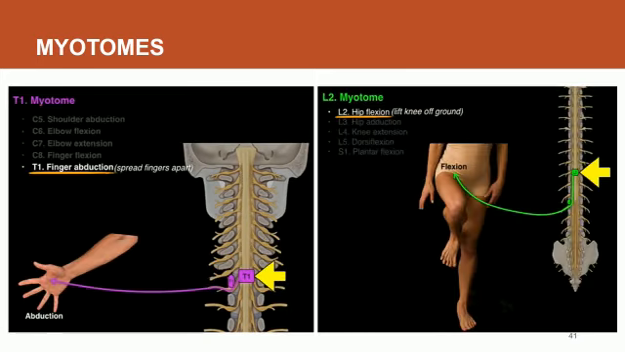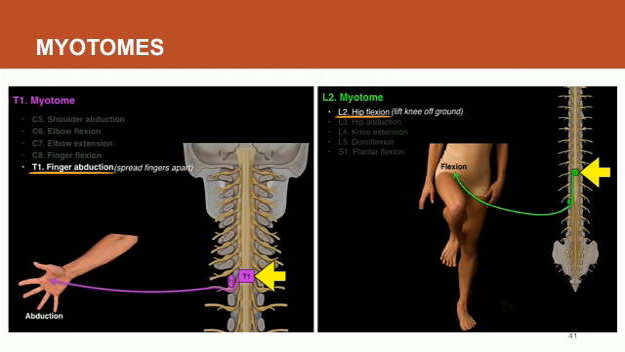T1 myotome is finger abduction, which means spreading the fingers apart. Abduction is a movement of a limb away from the midline of the body, as I told you earlier. So there is the T1 vertebra, and the T1 spinal nerve courses underneath the T1 vertebra and goes to the intrinsic muscles of the hand to perform finger abduction.